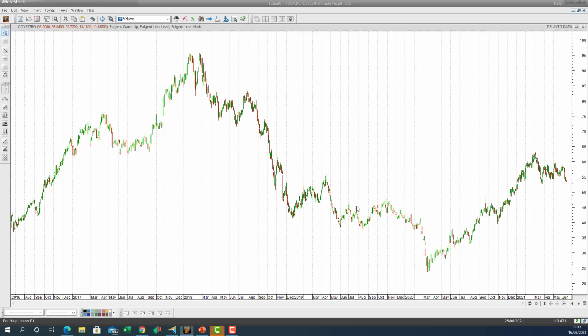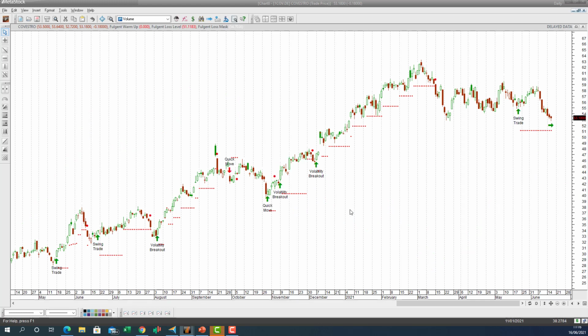Covestro. You can see this is a fantastic quick move. Then a volatility breakout came, off it went, hit the stop loss, another volatility breakout. That trade stayed in for quite a long time. Lovely trade, and then eventually we got the sell signal. A little red dot on the top says the AI wants to exit the long, and you have a couple of days generally to do that.